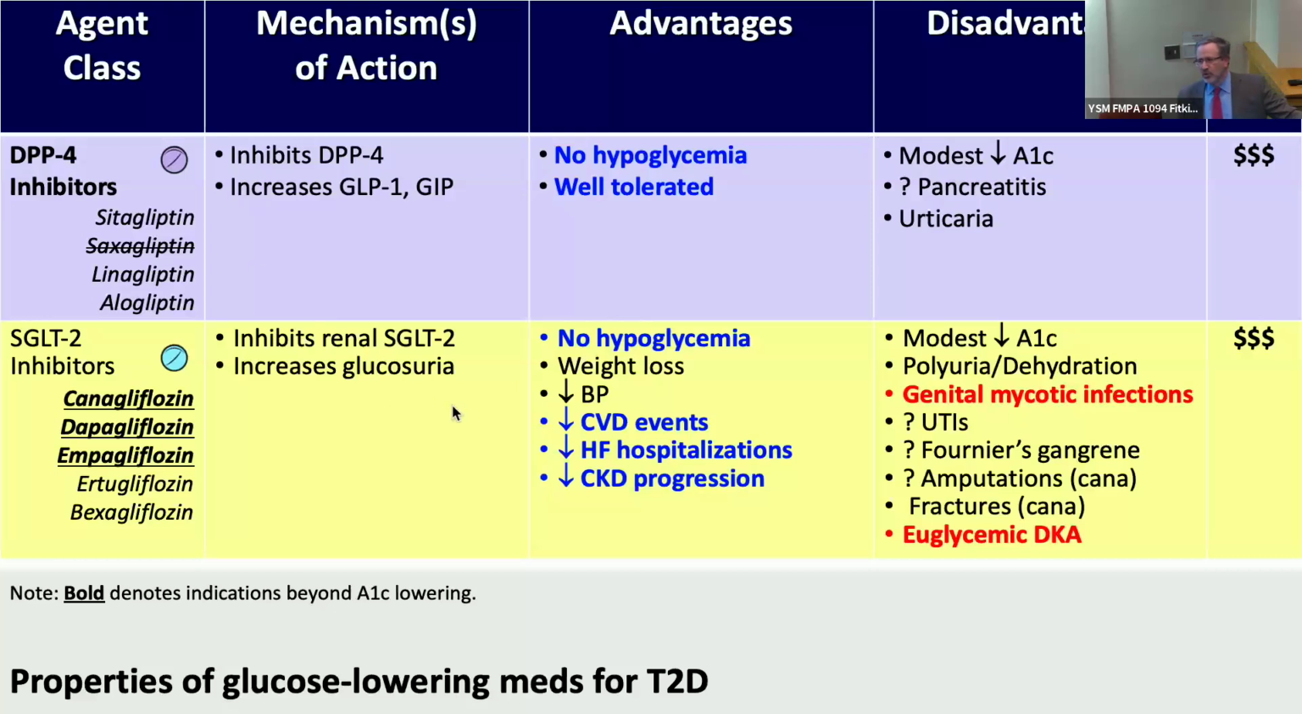And the last two oral medications that I'll review are the DPP-4 inhibitors. These have become extremely popular, so-called gliptins. The most commonly prescribed ones are sitagliptin and linagliptin. Also no hypoglycemia, extremely well tolerated, virtually no side effects, but relatively modest in terms of its A1C lowering effects.